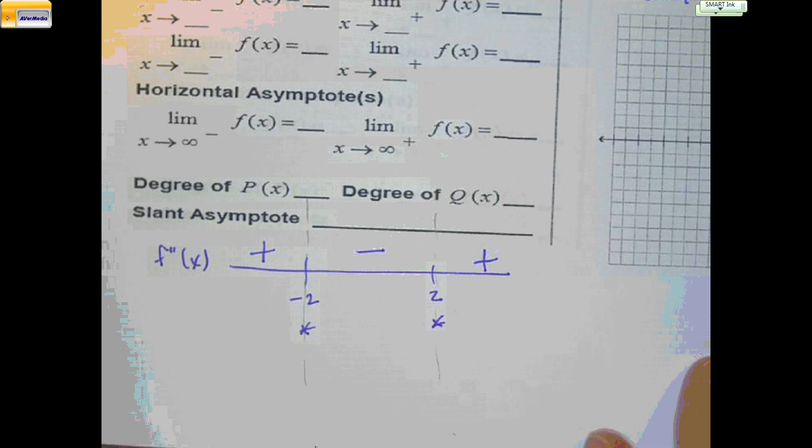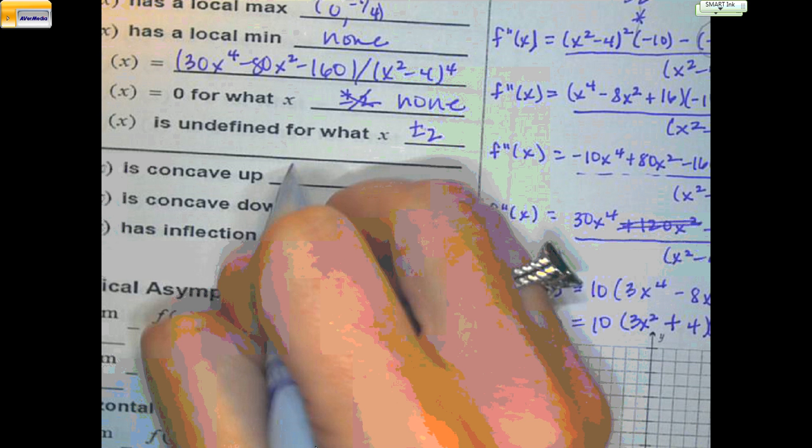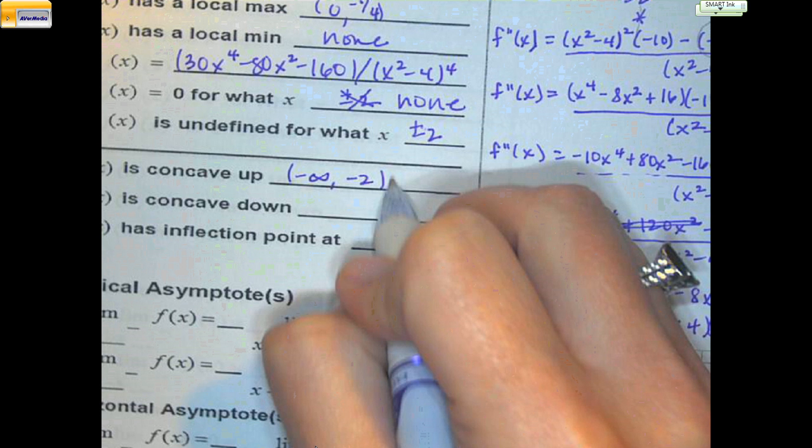So now we can see where our concave up and concave down is. Concave up, we're going from -infinity to -2 and from 2 to infinity. Concave down is from -2 to +2. How about inflection points? Do we have some of those?